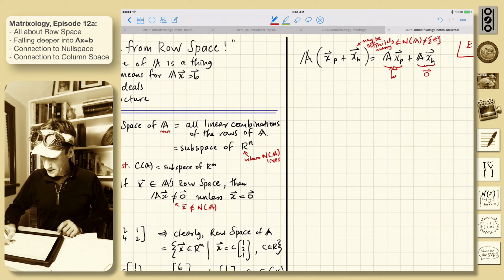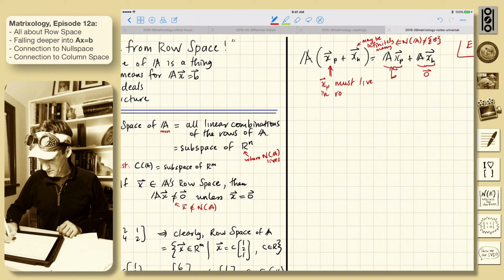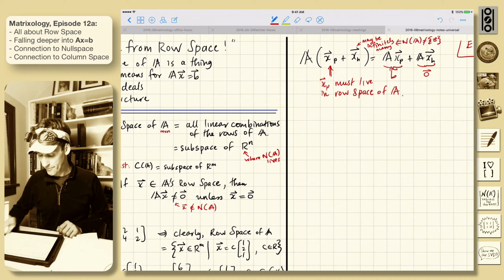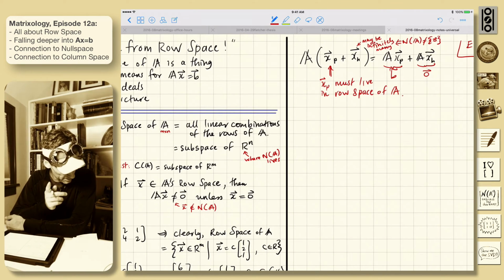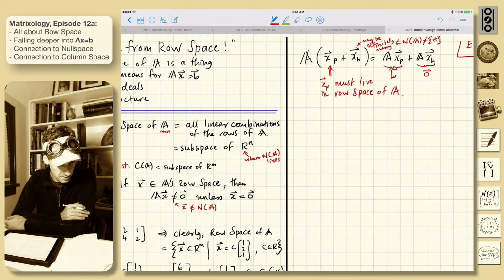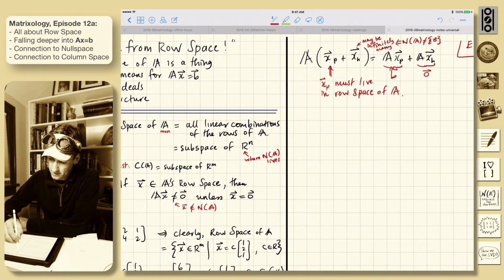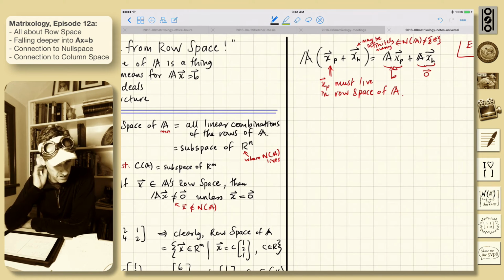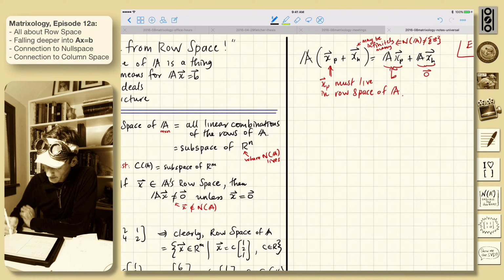Okay, so the story now is that if we want to make something that's non-zero, XP must live in the row space of A. All right, let's keep going. Lots of pieces, and we'll have many, many examples to come, really getting into it in depth.